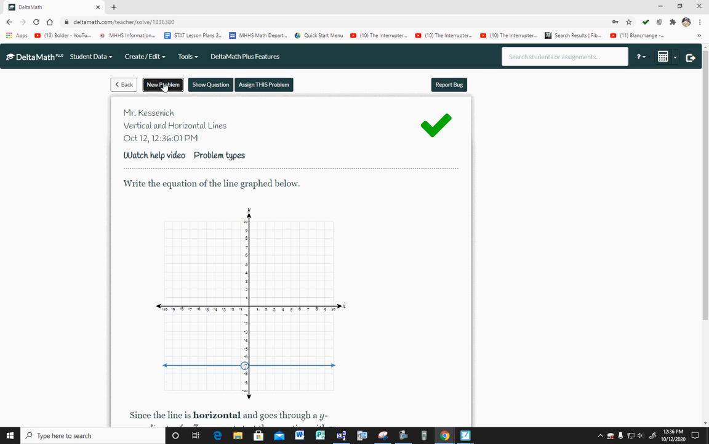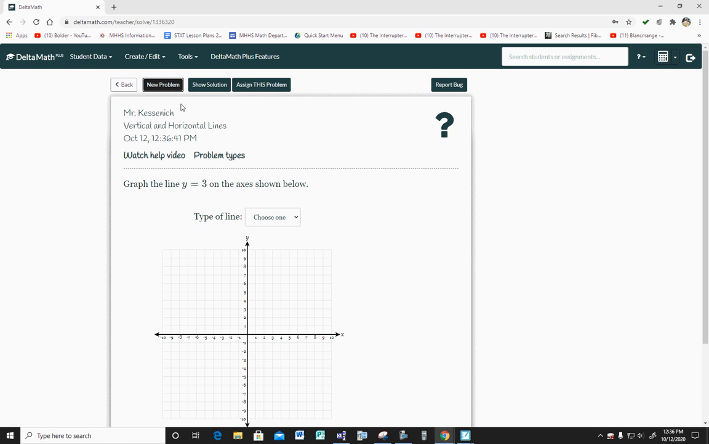Yep, new problem. Ooh, that one's a tricky one. It's a horizontal line. Okay, technically it's crossing both axes because it's sitting on the x, but this is a tricky question. Okay, it's horizontal, it's y equals, and it's 0. So that one's kind of a tricky one.